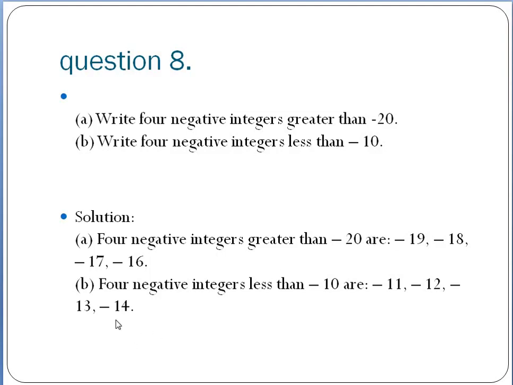Okay. Now 4 negative integers less than minus 10. Less than means you have to move to the left hand side. So after minus 10 on the number line, to the left you will get minus 11, minus 12, minus 13, minus 14. Or you can write other numbers also, not a problem. Less than minus 10, you can write minus 15, minus 16, minus 17. They are also less than minus 10.